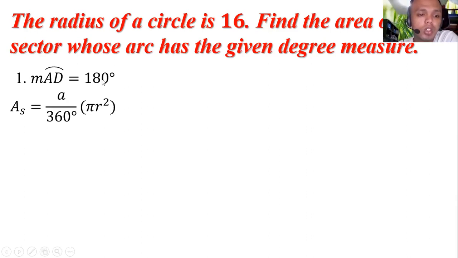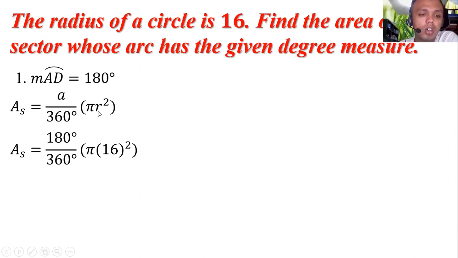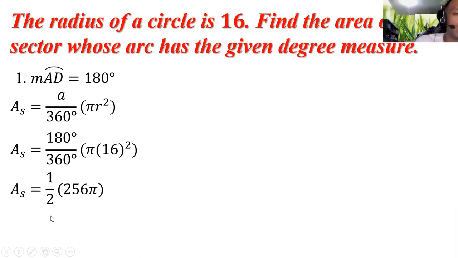Now substitute A to 180, R to 16. Here, the lowest term of 180 over 360 is 1/2. 16 squared is 256. 1 times 256 divided by 2 is 128 pi for the area of the sector here. How did we get 128? 1 times 256 is 256, divided by 2 is 128.